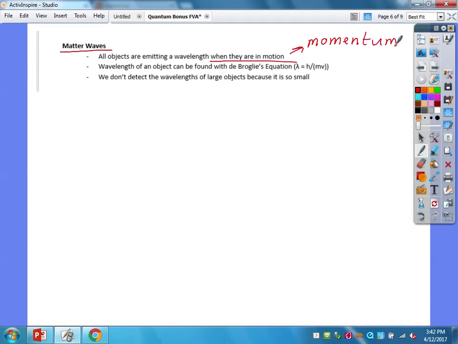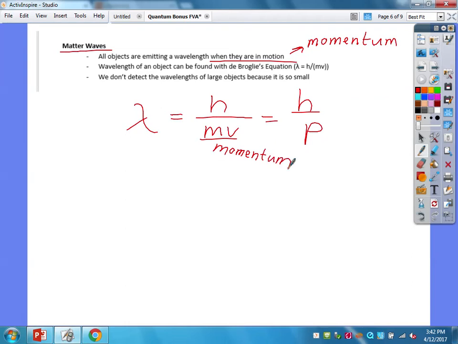So wavelength of an object can be found with what's called de Broglie's equation. The matter wavelength is equal to h, once again Planck's constant, over mv. Well, if you recall, mv is momentum, so sometimes we write this as h over p. This is momentum. Okay? So the thing is, if the object is not moving, if v is 0, it doesn't even exist. It's an impossible equation. There is no wavelength.